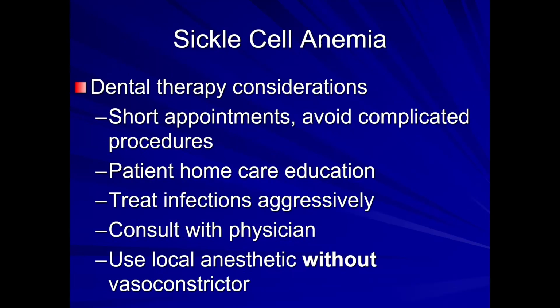And this is really important, so circle this: we never want to use local anesthetic with a vasoconstrictor. Does anybody know why? A vasoconstrictor is constricting the vessels. If we constrict the vessels and this patient has sickle cell anemia, their red blood cells aren't pliable. They're not going to still be able to get through.